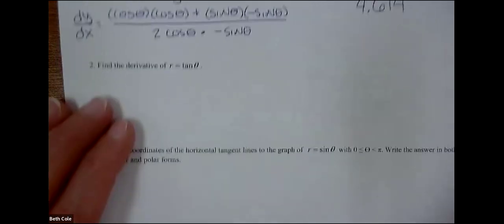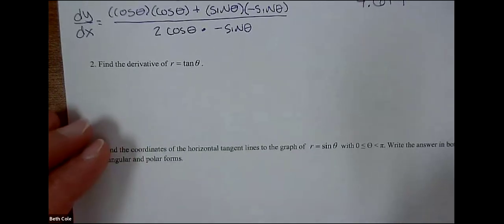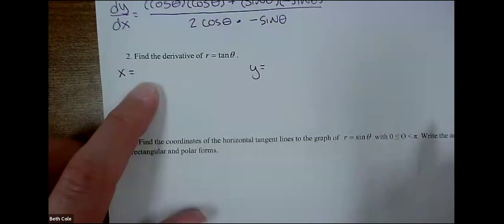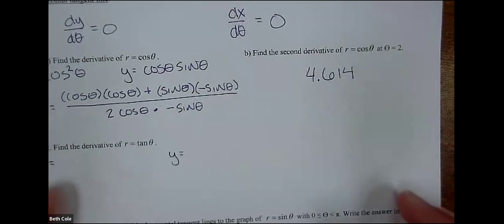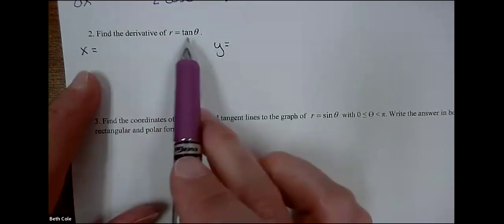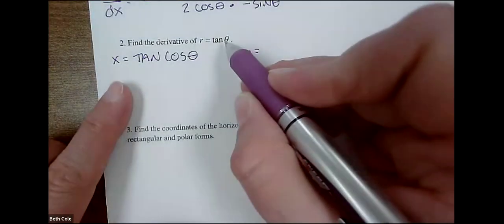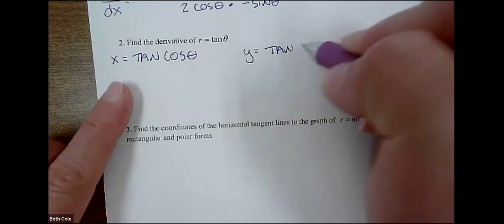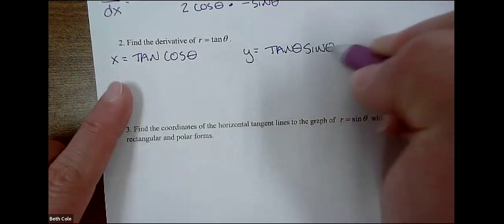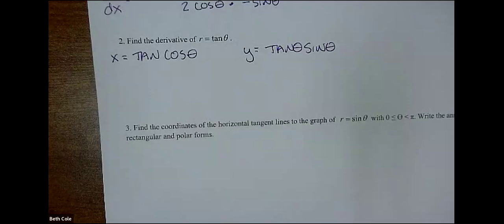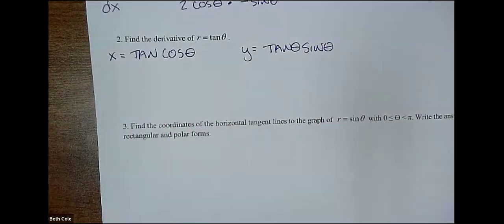All right, I'm going to do it again. Find the derivative of r equals tangent theta. So the first thing we're going to do is find x and y. So x is going to be r cosine theta. So it's going to be tangent times cosine. And then y is going to be r sine theta. So tangent times sine. You just take whatever r is, multiply it by cosine, multiply it by sine.